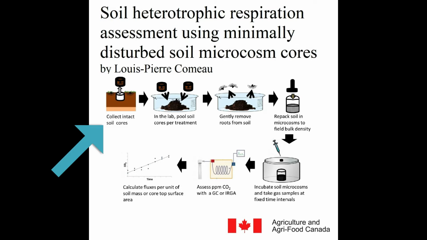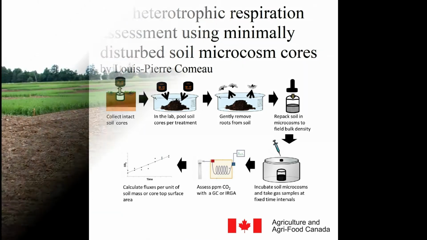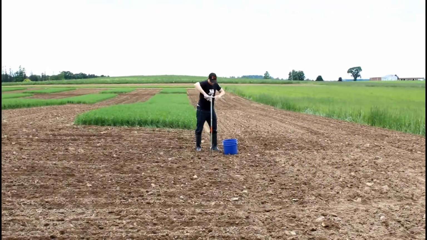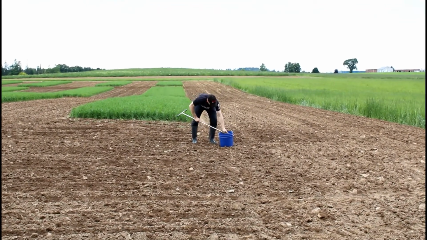First, collecting the soil sample. Second, pooling the soil samples per treatment. Third, removing the visible roots. Fourth, repacking the soil samples into microcosms. Fifth, incubating the soils per experiment. Sixth, assessing the gas concentration, and seventh, calculating the gas fluxes. The soil sample can be collected with intact cores or any other tools.